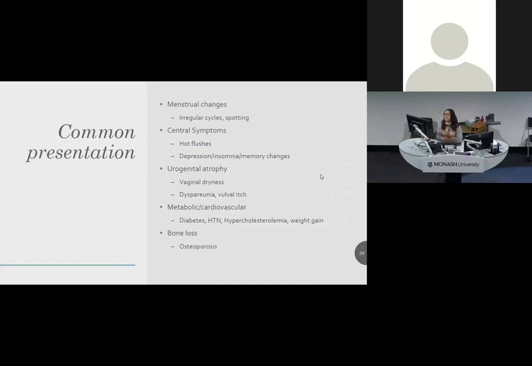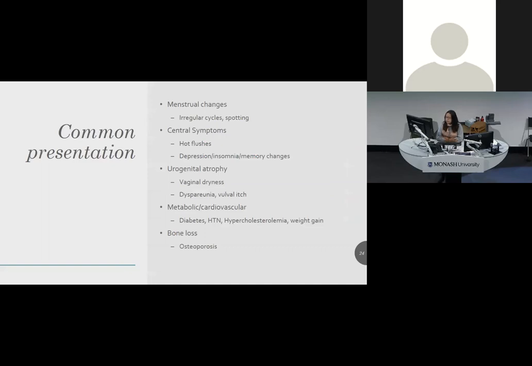Common presentations. So a lot of people go to their GP with these problems. So they'll have irregular cycles, some spotting. They can have central symptoms, so hot flushes and a few memory issues, depression, and insomnia. Urogenital atrophy, so they'll have pain on sex, vaginal dryness. It'll be very uncomfortable for them.